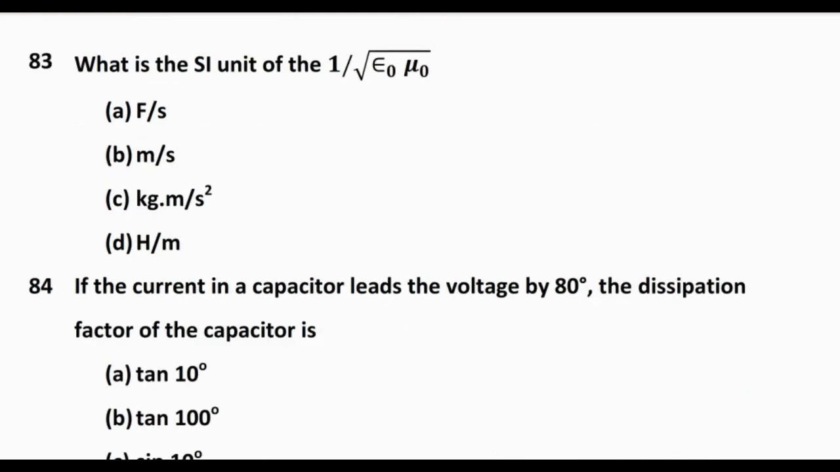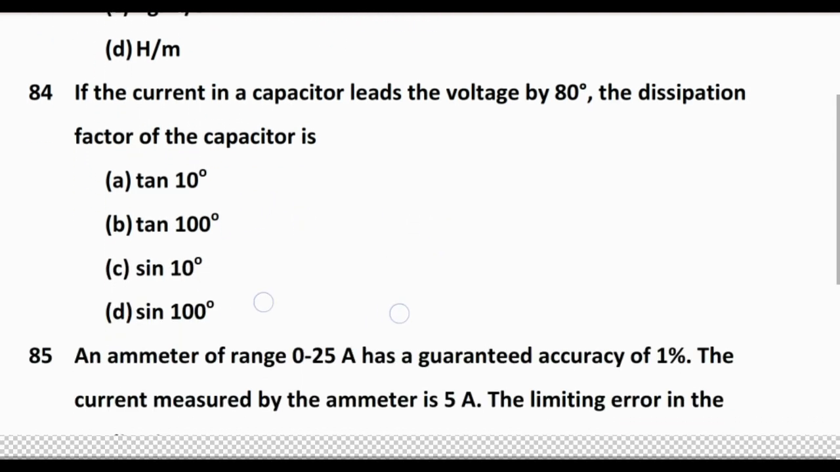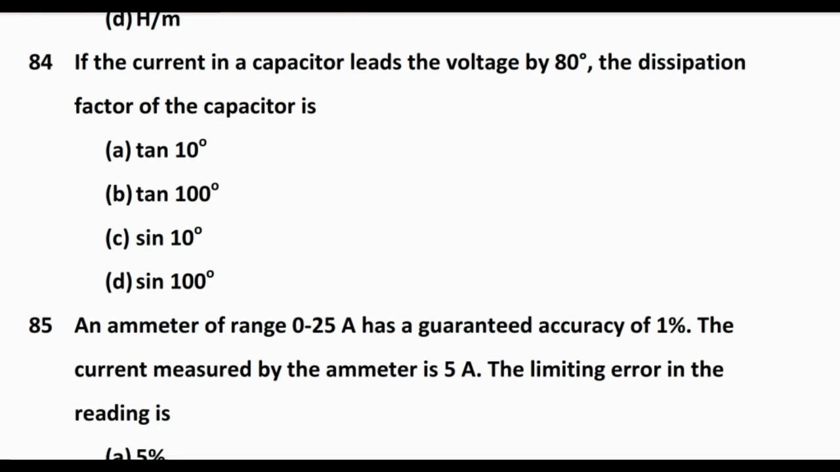Next question, question number 83. What is the SI unit of 1 by root over epsilon naught mu naught? This actually represents the speed of light. This is constant and this is also constant, and this total value gives the speed of light, and as this is speed, the unit will be meter per second. Very simple. So next question is, if the current in a capacitor leads the voltage by 80 degree, the dissipation factor of the capacitor is.